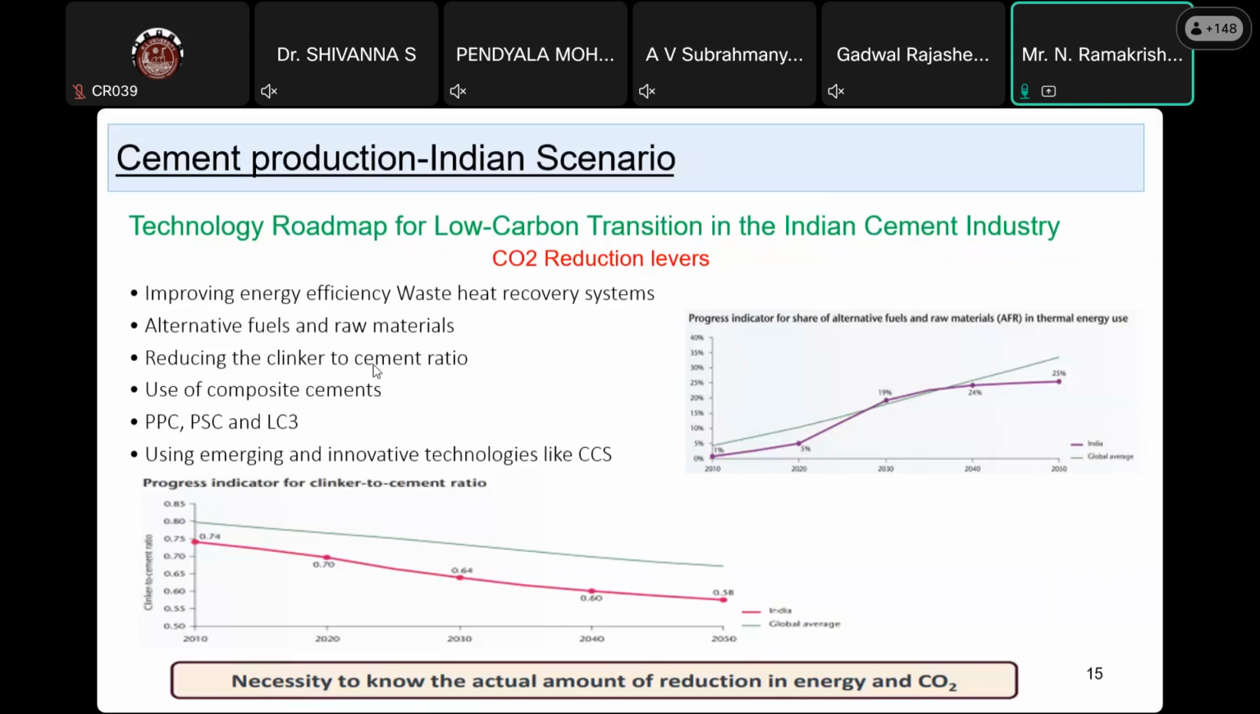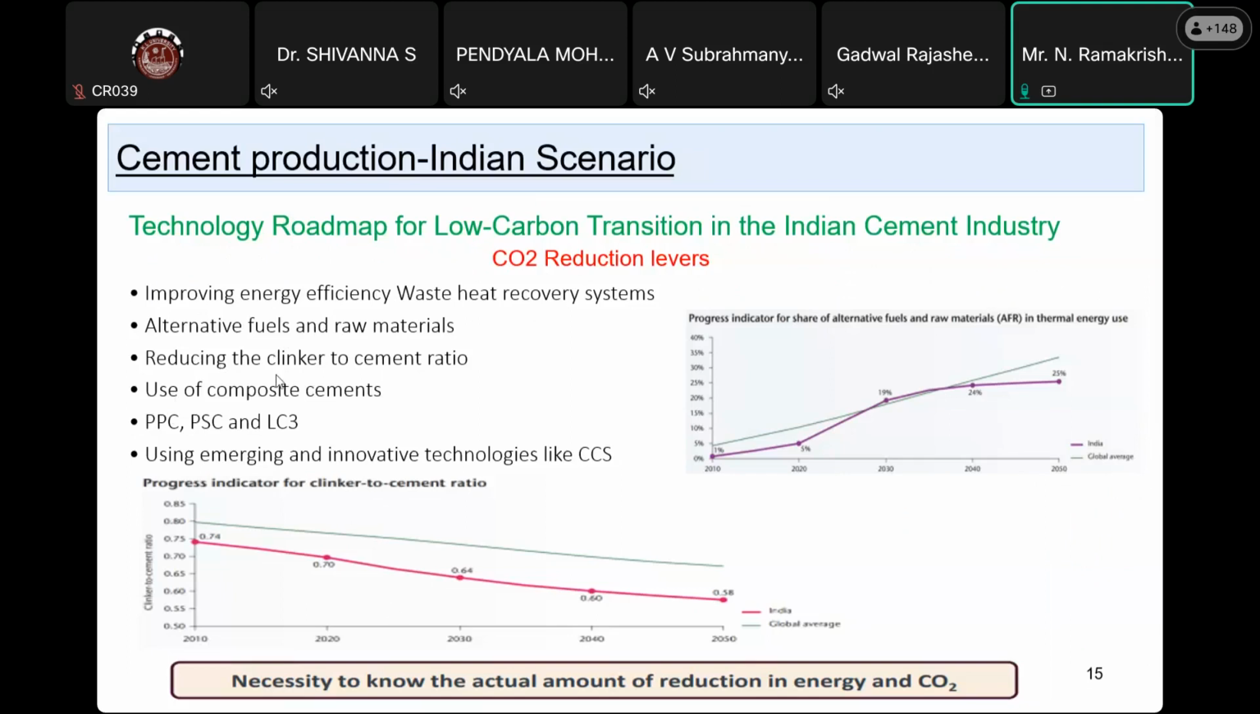Now, reducing the clinker to cement ratio. When clinker is reduced, obviously carbon dioxide emission is also reduced. Earlier we have seen that. So clinker can be replaced with some other materials. We'll be talking about that in terms of fly ash, GGBS or clay.